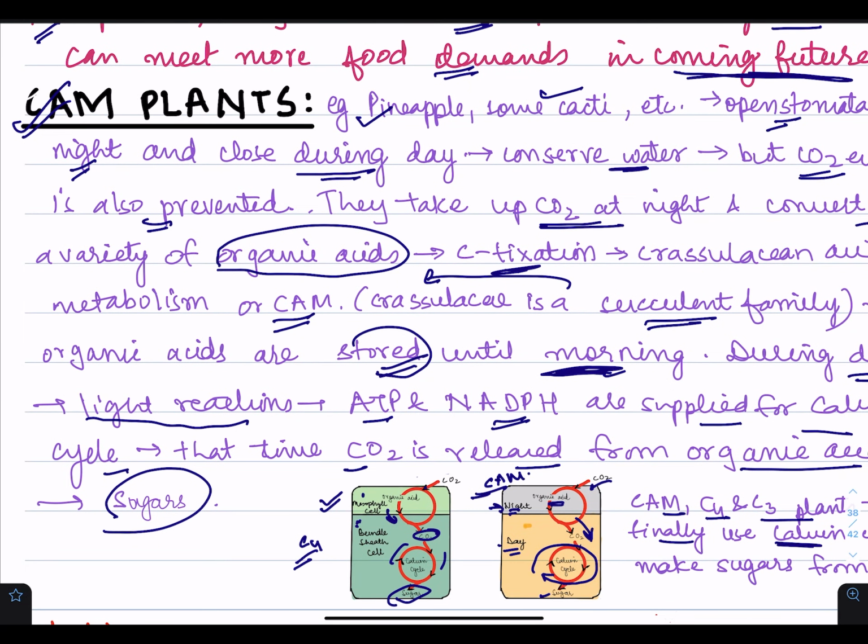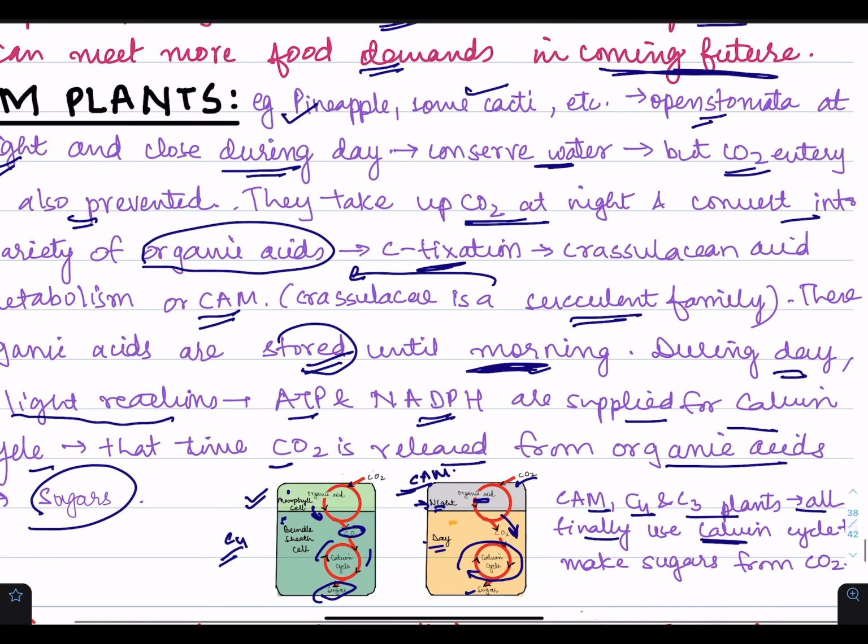So, this was all about photorespiration, C4 plants, and CAM plants.